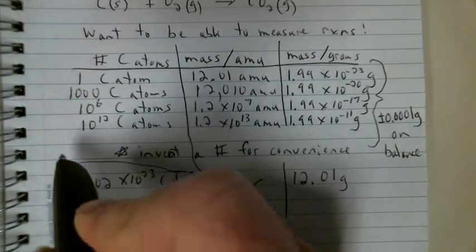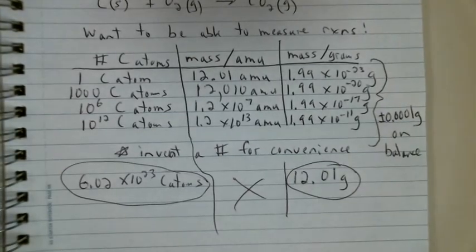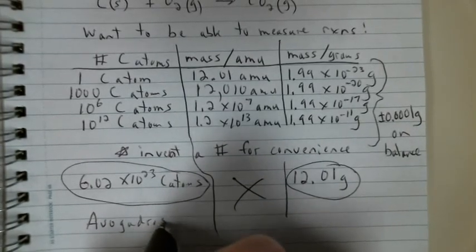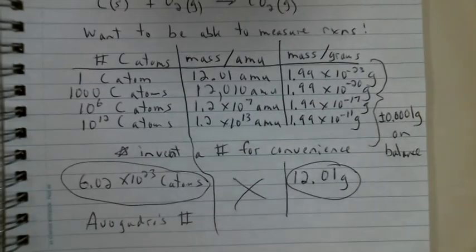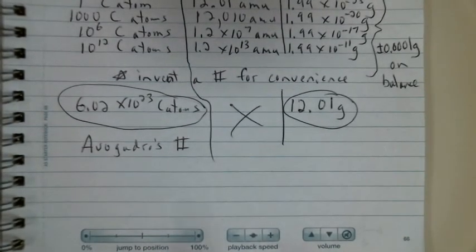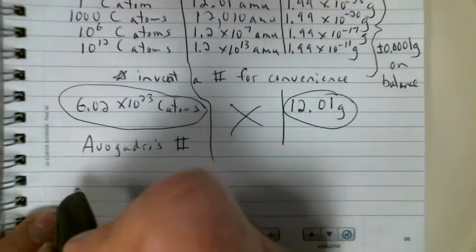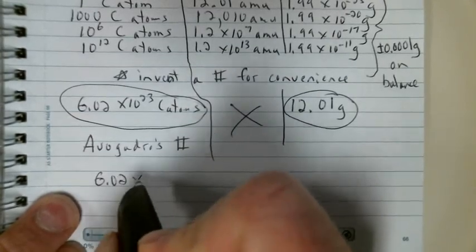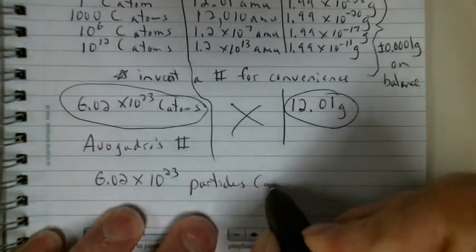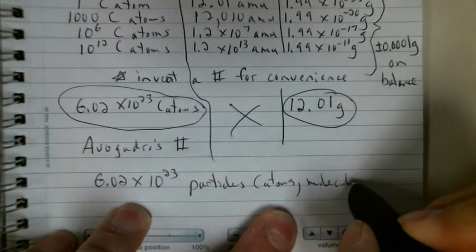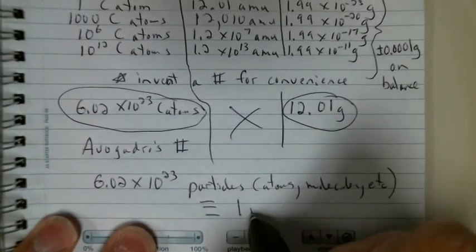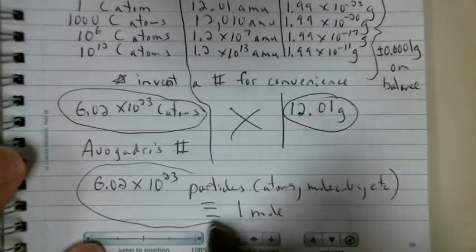Okay, so that's a number that we pick for our convenience called Avogadro's number. And again, Avogadro's number is just a number that we chose so that it would come out this way. So 6.02 times 10 to the 23rd particles. Anything that you're talking about, whether it's atoms or molecules or whatever, eggs, that is defined as 1 mole of whatever it is. So that's our definition of a mole.